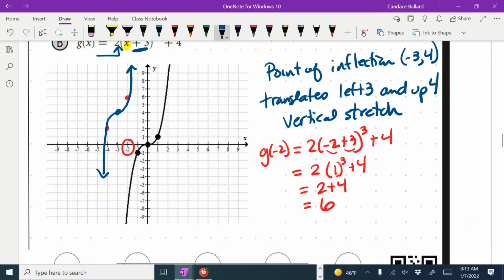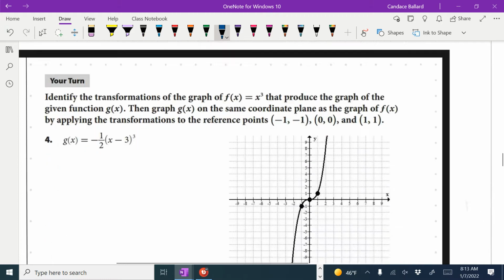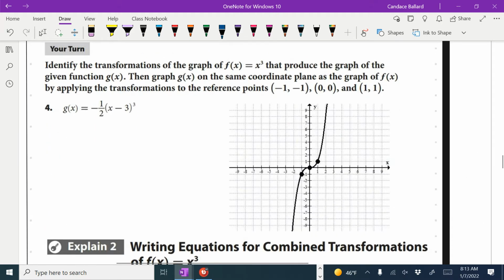Okay. Let's see what the next one looks like. So now it says your turn. So we're going to do the same thing. We're going to identify the transformations, and we're going to have you plot it. Okay. There are two. It looks like there's a tiny bit different. One thing I want to point out: technically, what's being added here at the end? 0. Okay, so your y value is 0.